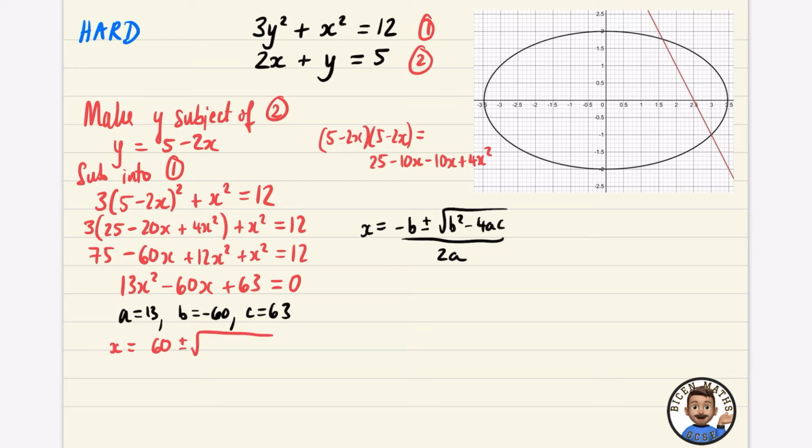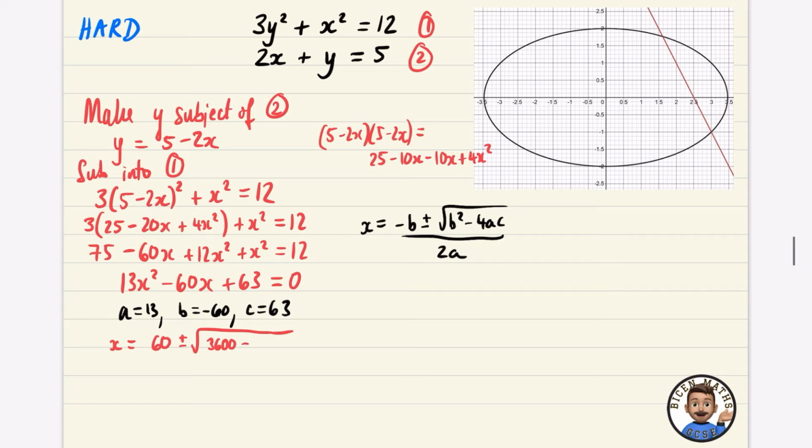So we're going to have b squared, so minus 60 times minus 60, well that's just going to be 60 times 60, and 60 times 60 is going to be 3,600. You can use calculators for all of this part as well. Now I'm going to do minus 4 times a times c. And this whole thing is going to be divided by 2a, which is 2 times 13, and 2 times 13 is 26. So I'm going to open up the calculator for this.